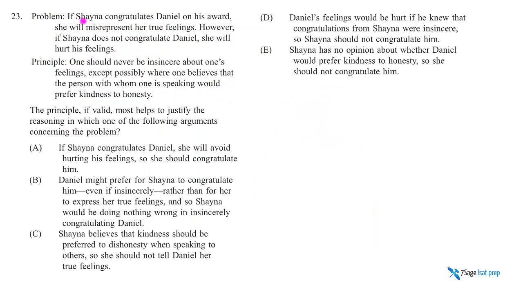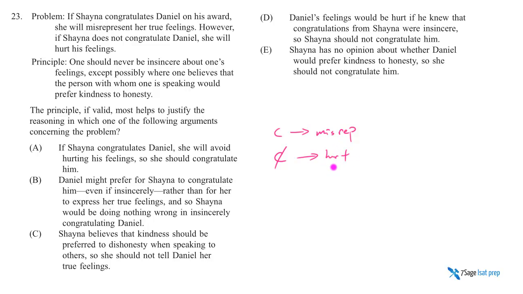So what's the problem? Well, if Shayna congratulates Daniel on his award, she will misrepresent her true feelings. Oh, okay, so she really does not want to congratulate this dude on his award. So if she congratulates, she'll misrepresent her feelings. However, if she doesn't congratulate, she will hurt Daniel's feelings. Okay, so imagine you're Shayna. This is a moral problem for you. Do you congratulate or not? If you do, you'll be misrepresenting your own feelings, but if you don't, you'll hurt his feelings.